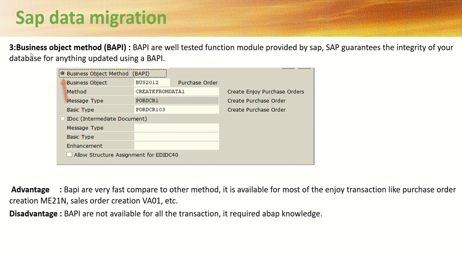The third one is known as the business object method, that is BAPI. BAPIs are well-tested function modules provided by SAP. SAP guarantees the integrity of our database for anything updated using the BAPI. The advantage of BAPIs is that they are very fast compared to other methods, and they are available for most of the enjoy transactions also, like for creating a purchase order, sales order, MIGO, etc. The disadvantage of BAPIs is that BAPIs are not available for all the transactions, and they require ABAP knowledge.